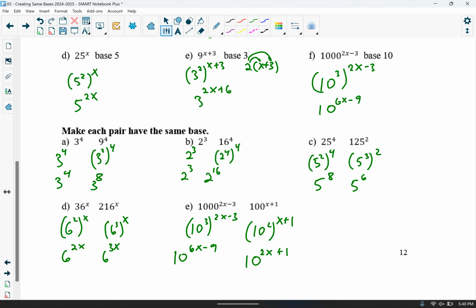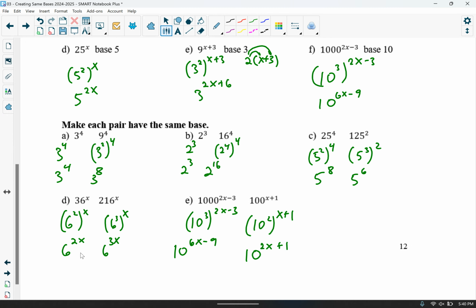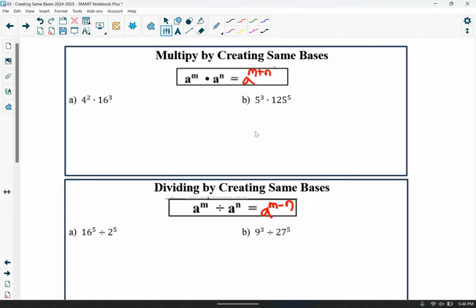And you might say, well, why are we even working to get to the same bases? Well, if we get our numbers to the same bases, then we can do our operations with them. We can multiply, we can divide, and so on. And that's what we're going to look at on the next page. Tomorrow, we're going to work up to being able to solve equations that have variables in the exponents so long as they have the same base.